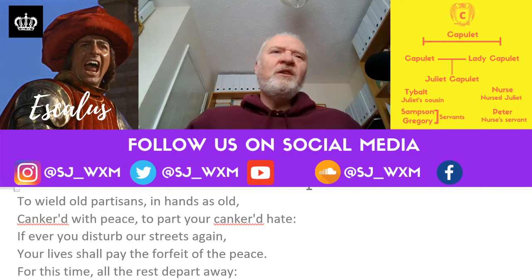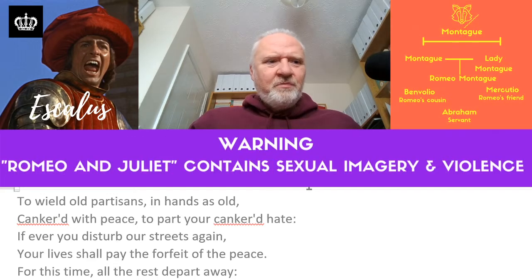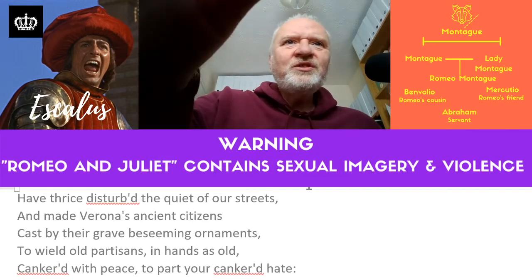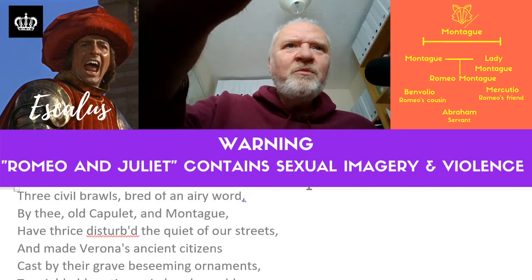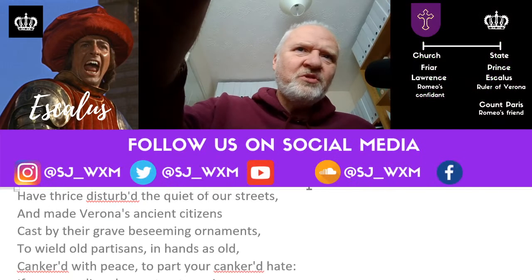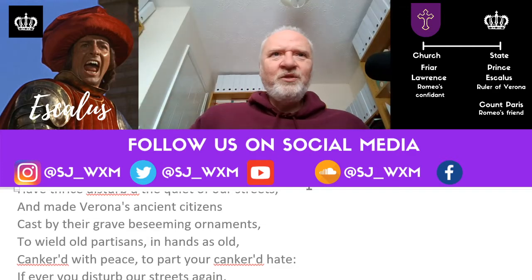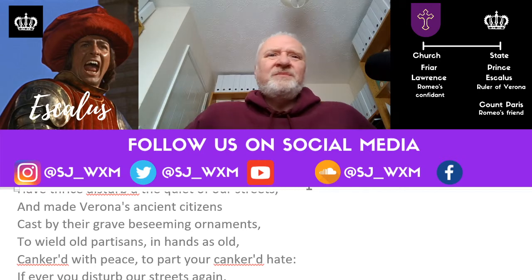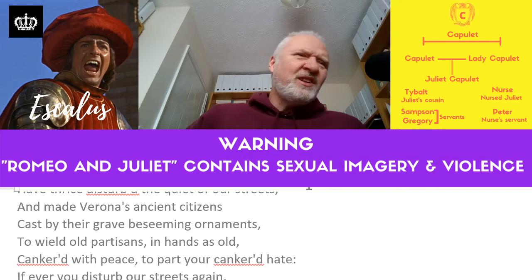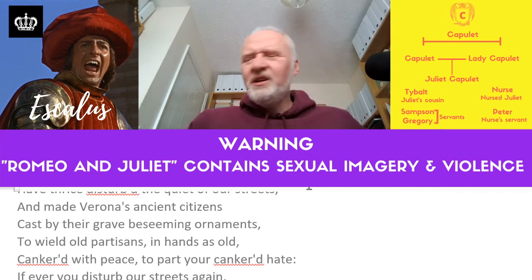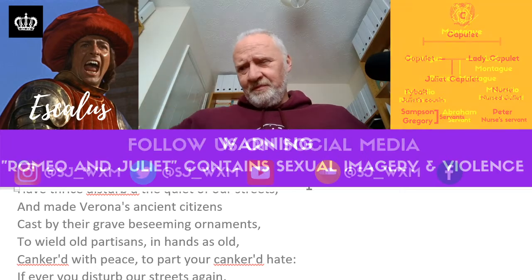So this row has three times now turned into a riot because of an argument. That's an interesting choice of words, this, isn't it? This argument is bred of an airy word by the old Capulet and Montague. So he doesn't say who caused it. We never find out who caused it. That's not really important. Shakespeare doesn't want us to pick sides. Although I would say the Capulets are portrayed as a little bit more violent. And we see more of the Capulets, actually. They're a bit more developed than the Montagues.